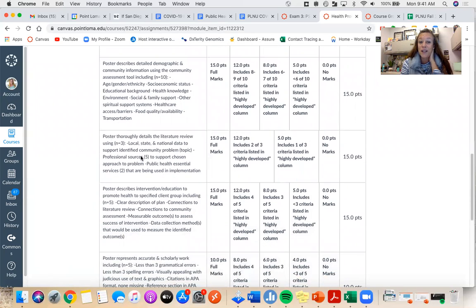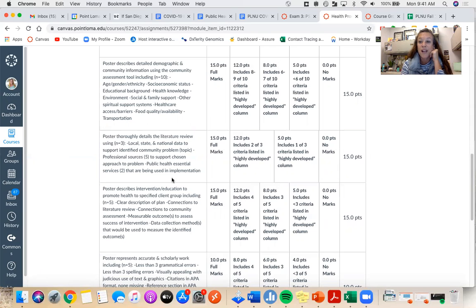Then you're going to do your lit review here. Remember, you've already collected the articles, so you just need to have little blurbs about them. There need to be 5 sources, and you need to have local, state, and national data supporting either your problem or your intervention. Hopefully your sources have assisted in that, but you may need some additional sources as well. So local, state, national data that's supporting either the problem or what you're planning to do about it.